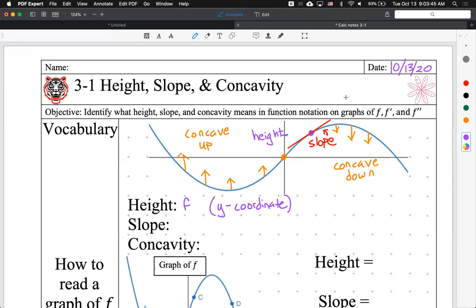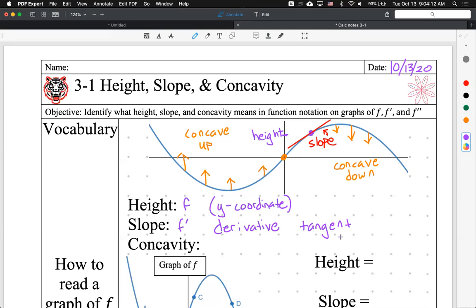Slope, of course, is not F. It is now what? There it is. Fiona said it, F prime. And you want to think of that as the derivative, right? So this is the derivative. Sometimes we think of this as the tangent line. So if you see the word tangent, that's another word that goes along with F prime.